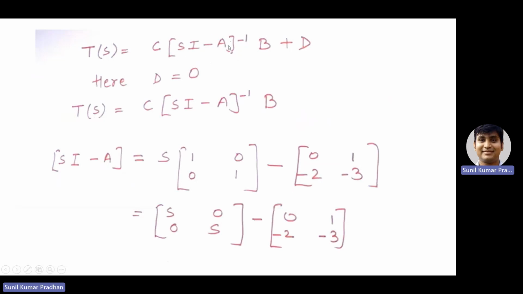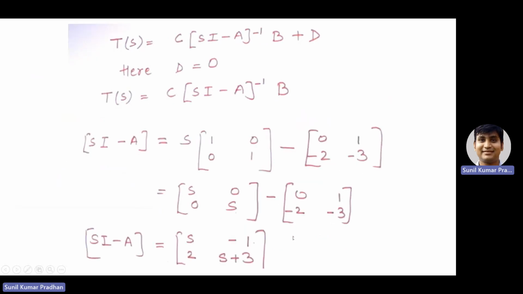So to take the inverse of this matrix sI minus A, then multiply with C and B plus D, that gives rise to your transfer function. So this is your identity matrix s minus [0, -2; 1, -3]. So your sI minus A is [s, -1; 2, s+3].